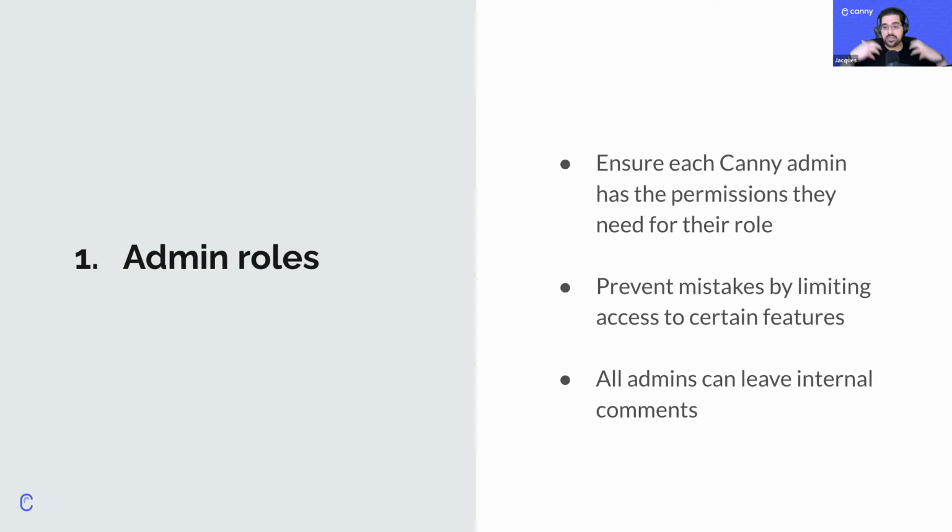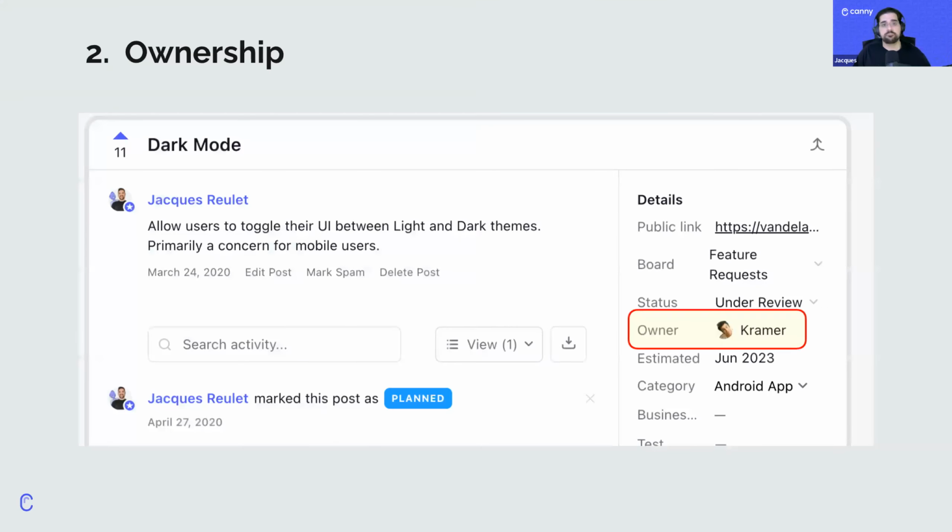A good thing to keep in mind is that all admins can leave internal comments. ClickUp, for instance, has, I think, 600 contributors and a few dozen owners and managers. So you can have a very big team on Canny, all contributing, all adding their voice here on the back end. But not everybody needs the same level of permission. So feel free to go nuts with contributors. You can have as many as you want. Owners and managers are what's capped. So moving on, we'll touch on ownership.